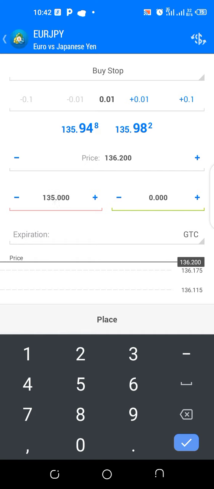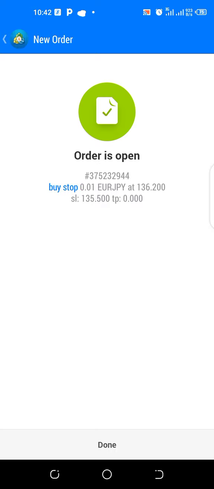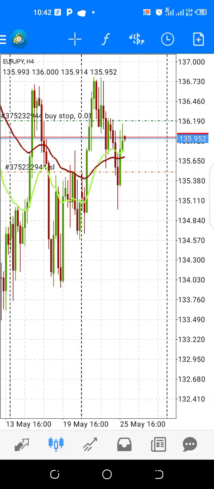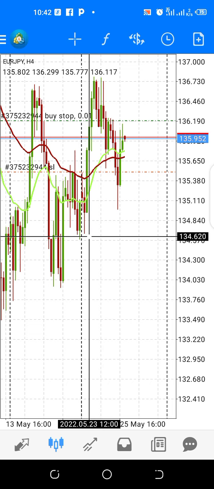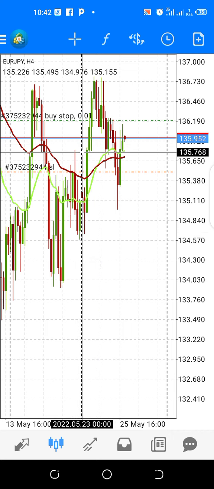below the entry price. Let's say the stop loss is 135.500, and we're just going to place it. So you see, this is it. If the market keeps moving up, of course we know what buy stop means: entering the market above the current market price, expecting the market to keep going up, triggering our trade and continuing up for us to be in profit.